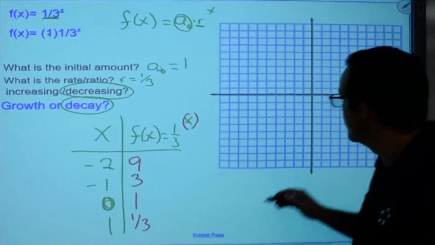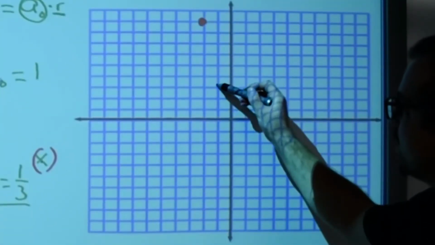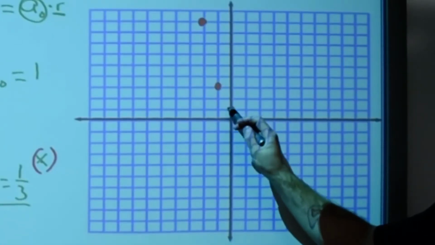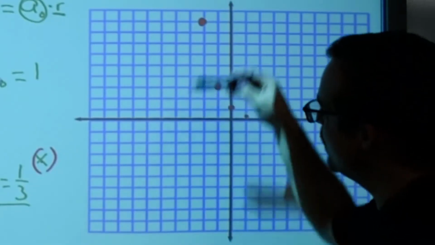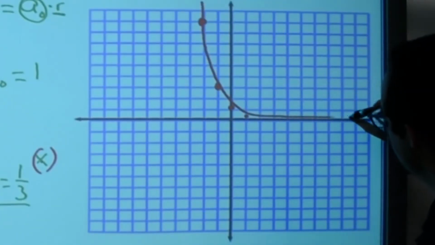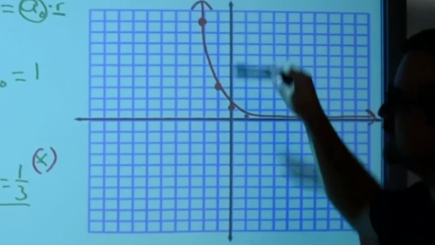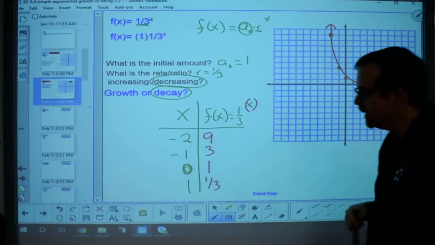Let's plot these points. Negative 2, 9 is sitting right here. Negative 1, 3, 0, 1, and then 1, 1/3, I'm just going to kind of guess about right there. You can see that curve happening here, right? But what's happening this time? Is it increasing or is it decreasing as it goes to the right? It's decreasing. It's going down, right? So it's decreasing and it's decaying. Okay, so make sure you get that down.